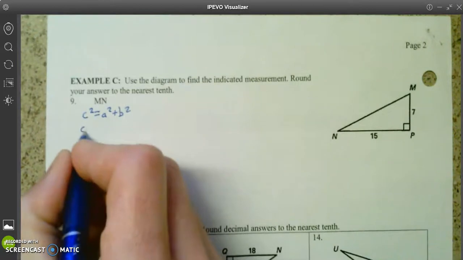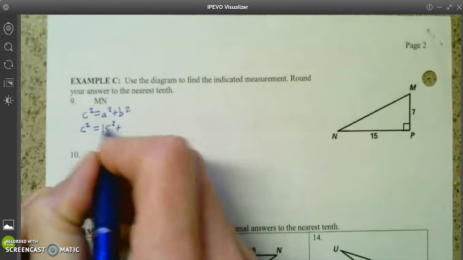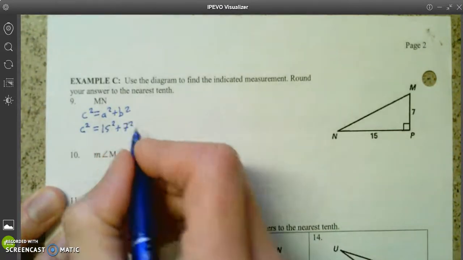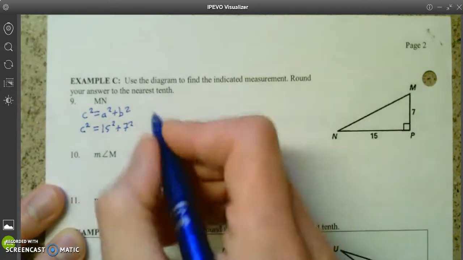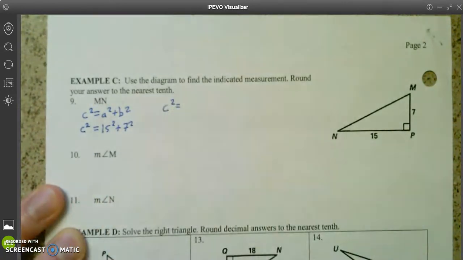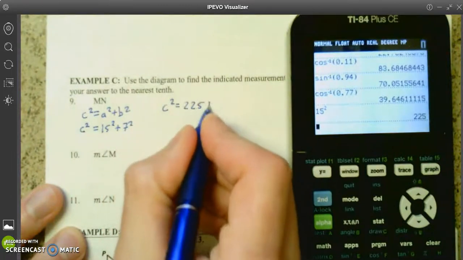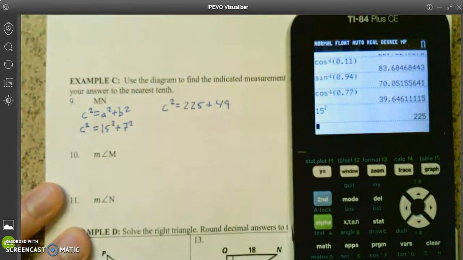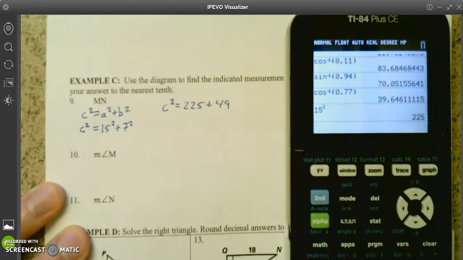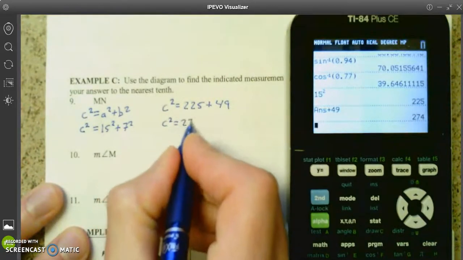C squared is what we're trying to find out. A squared, I'll use 15 for a, so 15 squared plus 7 squared. We need to figure out what 15 squared is. 15 squared is 225. 7 squared is 49. I forgot what 15 squared was. And then add those together. We get c squared equals 274.